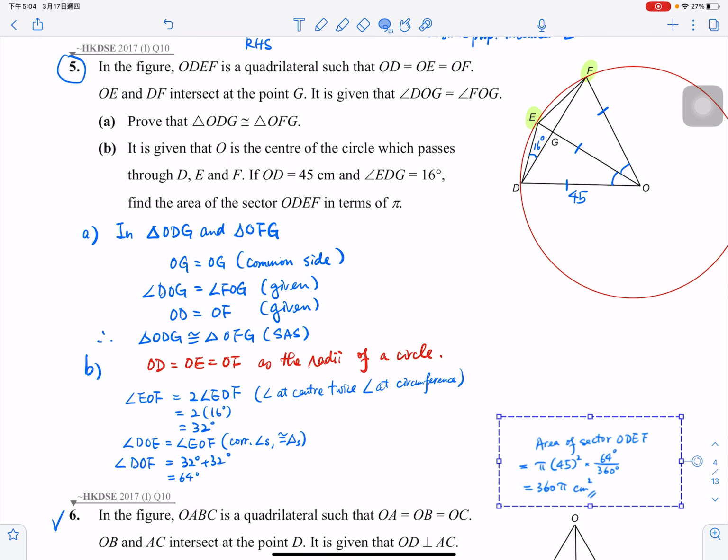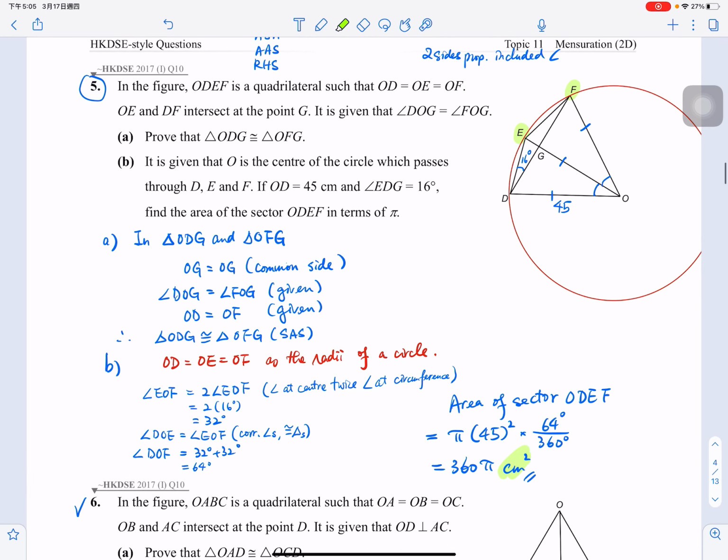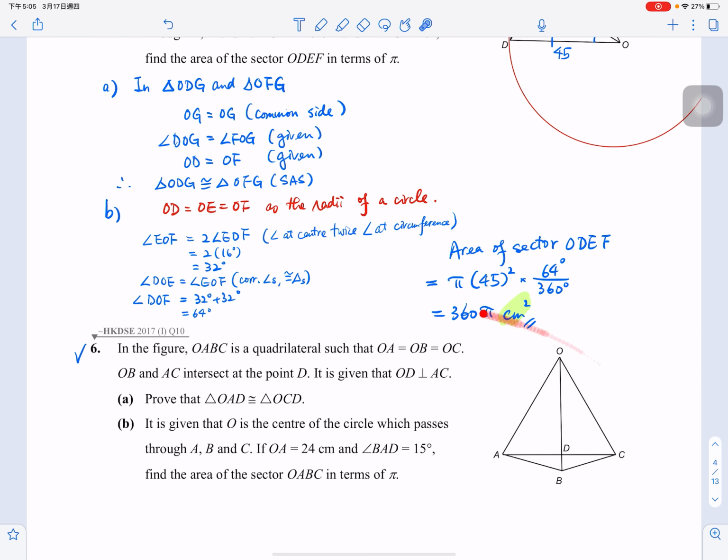So as a result, the area of the sector here, you see that? 45 pi times r squared, and then times 64 over 360, then you get 360 pi cm squared. Clear? Remember the units. Okay? So try by yourself for question 6.